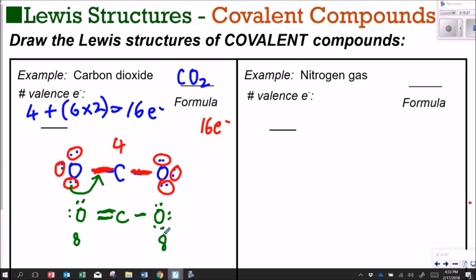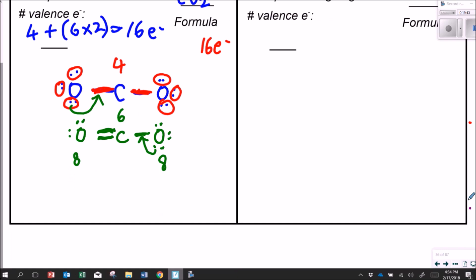So it's happy. But the carbon in the center still has 6 electrons. 2, 4, and 6 in those 3 bonds. So carbon is still not satisfied and not stable. So I'm going to take one more lone pair of electrons from oxygen and transfer it to the bonded area between carbon and oxygen. Now I can redraw my final structure.